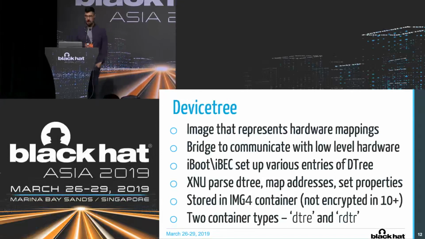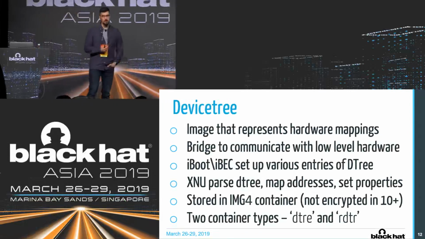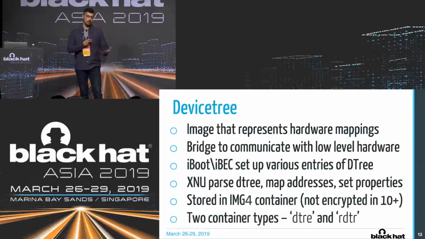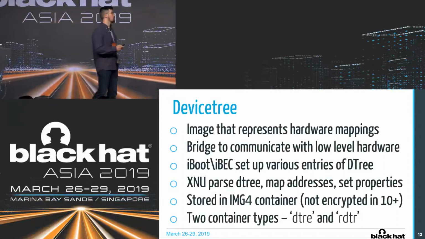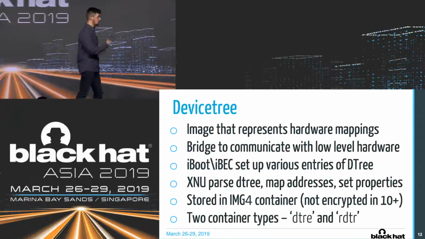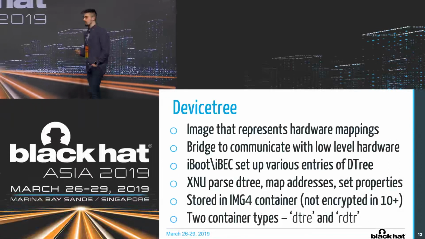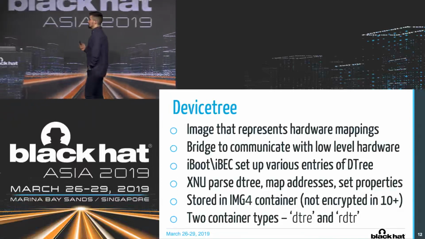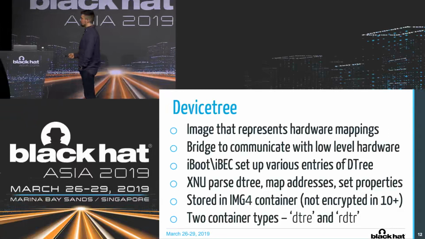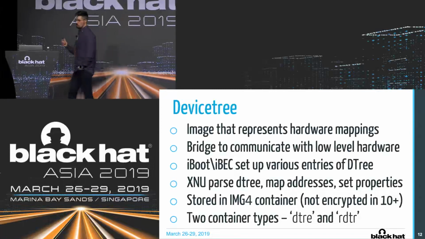Device tree, that's an image which basically represents the hardware mappings. That's a way for the kernel to communicate with low-level hardware. So during a boot, iBoot or iBEC set up various entries of the device tree. And later on, the kernel will read these entries, map the addresses if needed, and set up the properties. Since iOS 10, it's not encrypted anymore. It's still signed, still wrapped in an IMG4 container. And there are a few container types for remote and local boot.